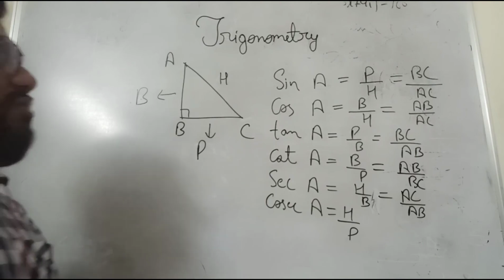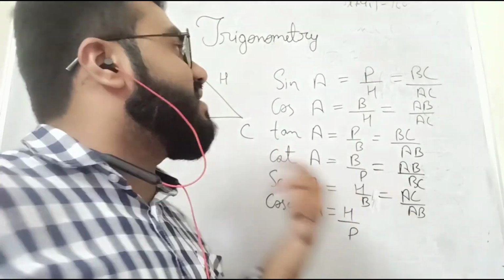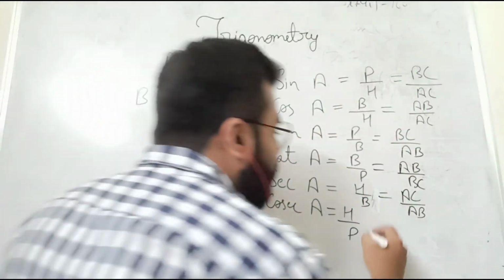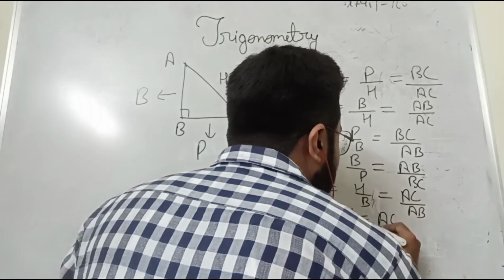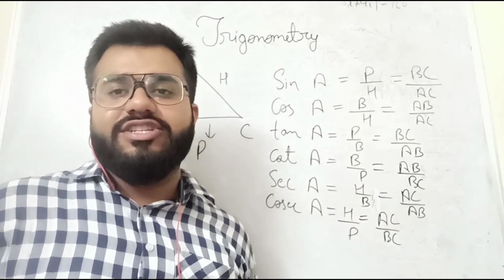Now we have cosec A. Cosec A will be equal to hypotenuse upon perpendicular, and what is the hypotenuse here? The hypotenuse is AC and the perpendicular is BC, so it will be equal to AC upon BC. So students, these are the formulas for the 6 trigonometric ratios.